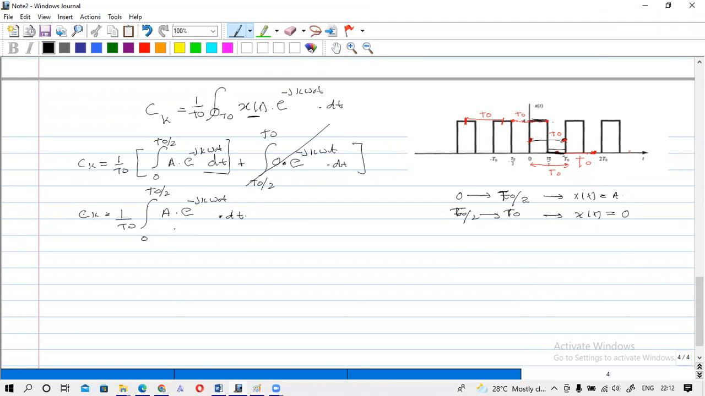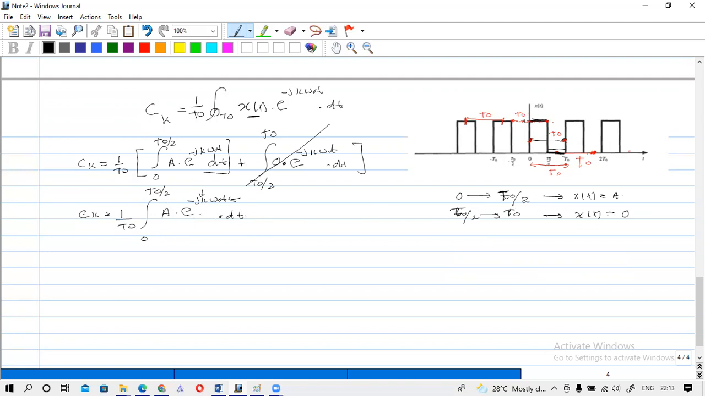So we will do this integration. Can you tell me what the variables of this expression are? This t is a variable, and this k is also a variable. k can be 0, plus 1, 2, 3, 4, up to plus infinity, and minus 1, minus 2, minus 3, and so on up to minus infinity. So this k also is a variable.